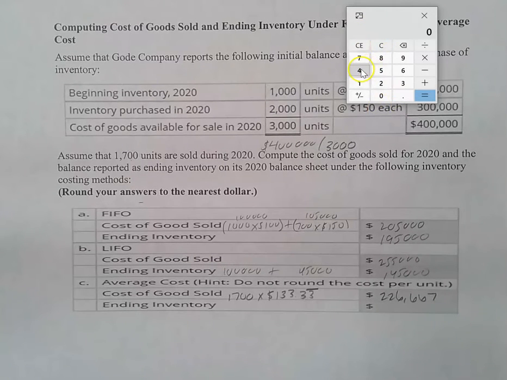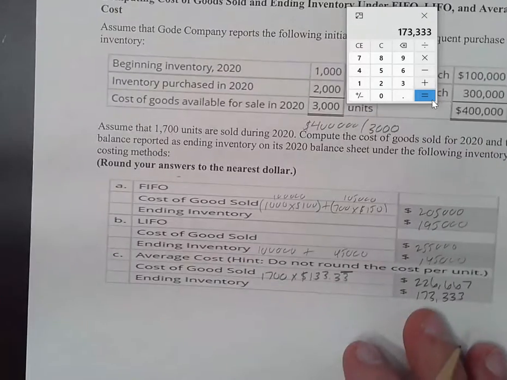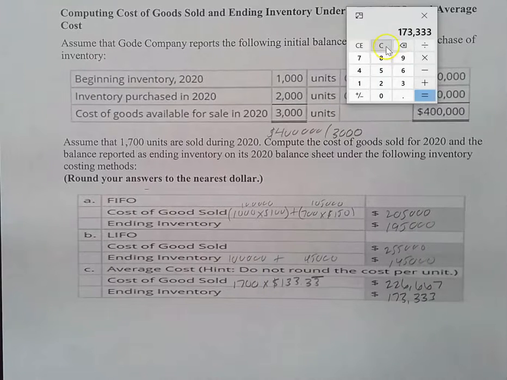And then, again, we could do the exact same thing, and I will actually do it this way on this one. 400,000 available minus the 226,667 gives us ending inventory of 173,333. And then, just to double check my figures here, even though I know the answer already, I'm going to use the calculator, and I'm going to divide that same $400,000 by the 3,000 units. And this is the exact same figure that we got, but this time I'm going to multiply it by the ending inventory of 1,300 units. So times 1,300, and there is the exact figure that we have, $173,333, and it does say round your answers to the nearest dollar.